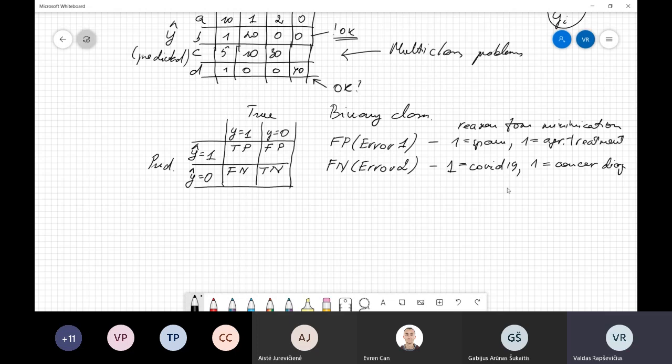Okay, so now let's create ourselves an example. So I will put some numbers I just made for myself. So let's put true positives. We have 100.